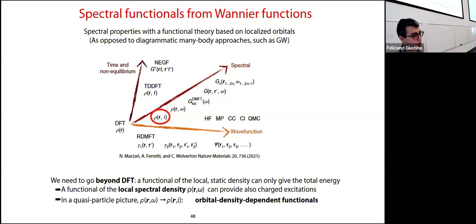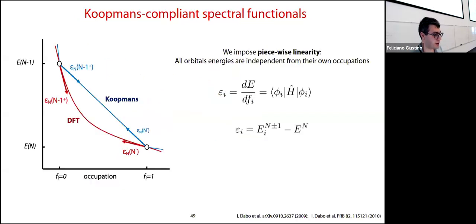And so if you could have a functional theory that now maybe depends on the frequencies, you could actually get a spectral theory. So one could calculate the band structure from a functional theory, okay? And in the quasi-particle picture, this could mean that if you have a functional, not of the frequency, but of the orbitals, so an orbital-density-dependent functional, you might be able to calculate the spectrum of a material, so the band structure of a material, okay?